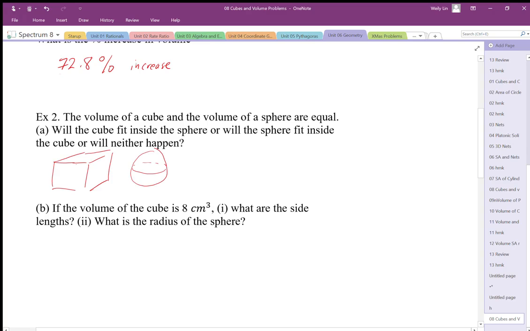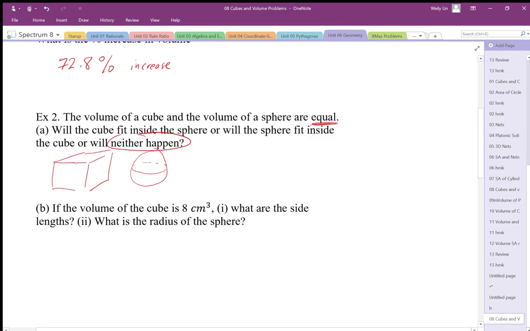Or will neither happen? Well, if the sphere is fitting inside the cube, that would mean it has smaller volume than the cube, which is not true. The same would be true of the cube inside the sphere. If the cube actually fit inside the sphere, then it must have smaller volume than the sphere, which is not true because they said they're equal. So neither will happen.